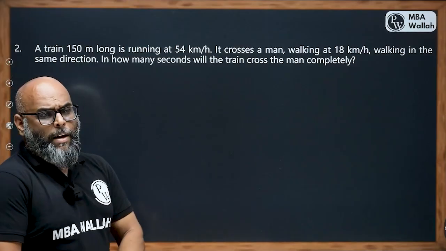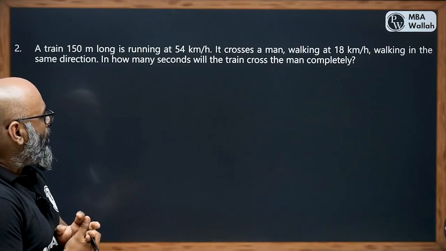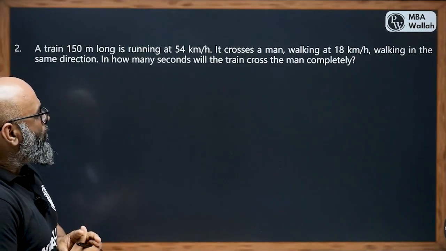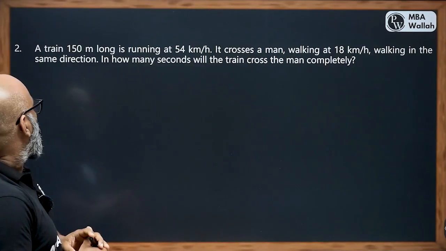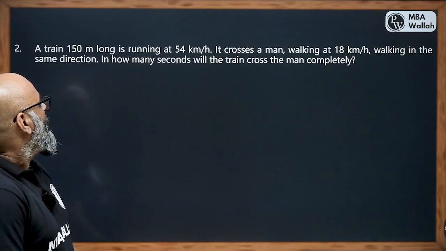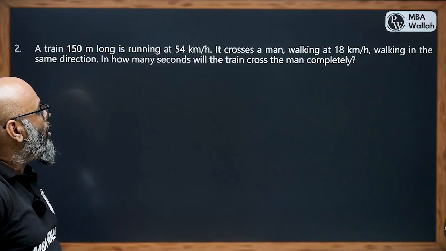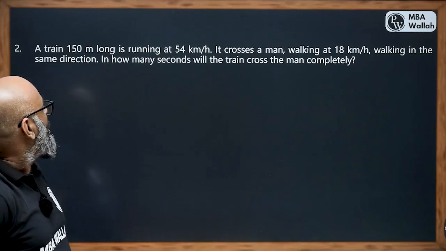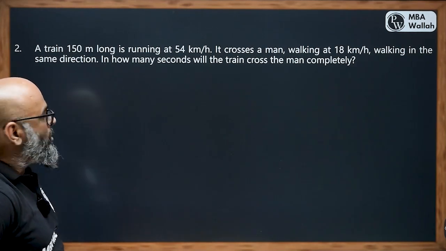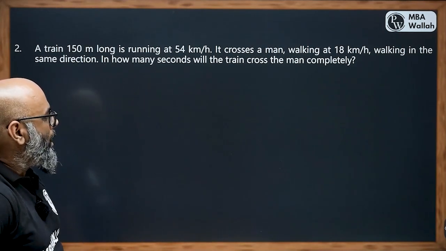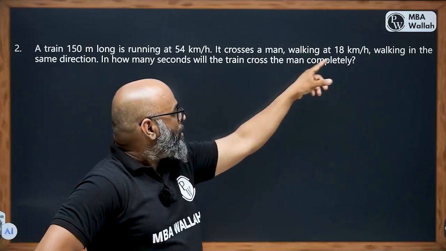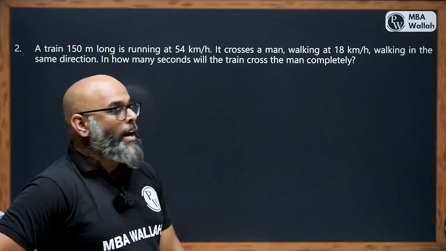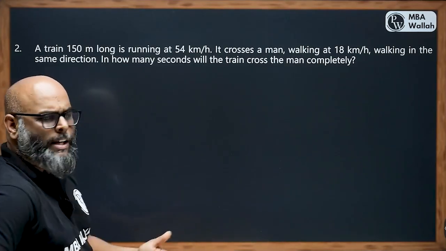A train 150 meters long is running at 54 km per hour. It crosses a man walking at 18 kilometers per hour, walking in the same direction. How many seconds will the train take to cross the man completely? So there is a train that's 150 meters long, traveling at 54 km per hour. A man walking in the same direction at 18 km per hour. How many seconds will it take?